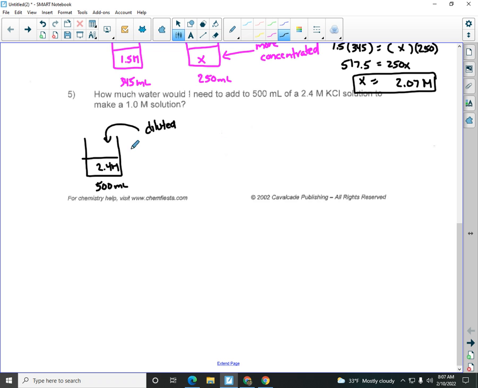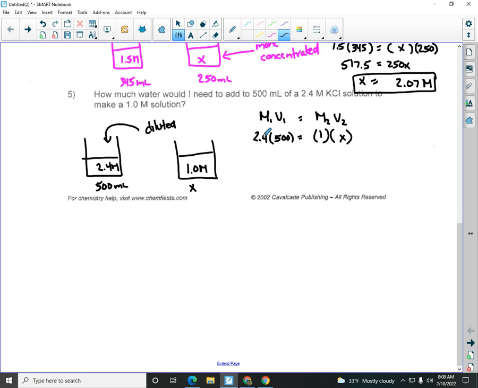If I'm diluting it, my molarity is going to go down. Good. So now, when we add this, how much am I going to have to add to this in order to get it to go to a 1.0 molar solution? All right, molarity, volume, second molarity, second volume. I started with a molarity of 2.4. My volume was 500 milliliters. My new molarity, I want it to be 1. My volume is going to be X.